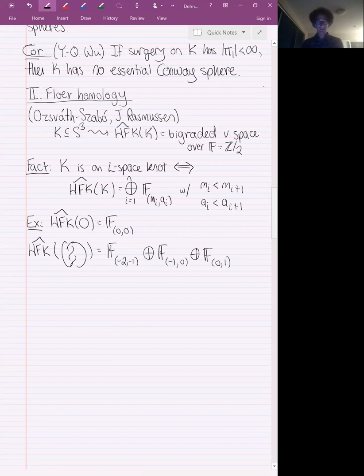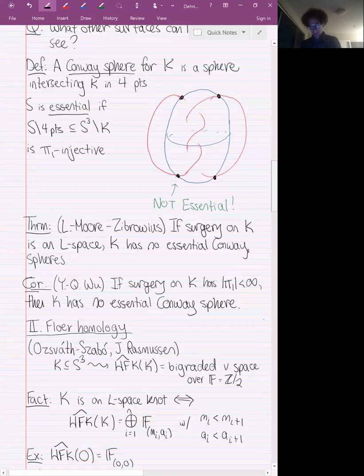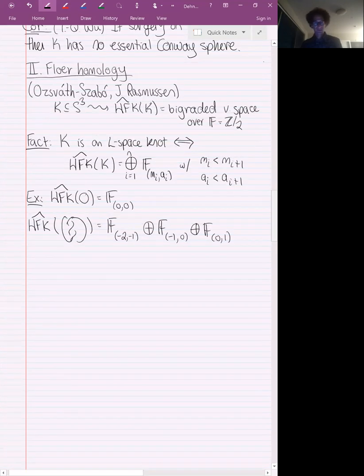Now, how does this relate to the question about Conway spheres? Well, the key thing about Conway spheres, I'm going to scroll up for a second, is that if we look at our knot that we were looking at before, and we look at a Conway sphere, it divides it up into two pieces, an outside and an inside piece. Each is B^3 with two arcs embedded in it. So each of these is what we would call a four-ended tangle. And so the idea is that for knot Floer homology, we can compute the knot Floer homology of a knot by understanding the two tangles that we might decompose it into. So let me go into more detail about that by following some work of Zibrowius.